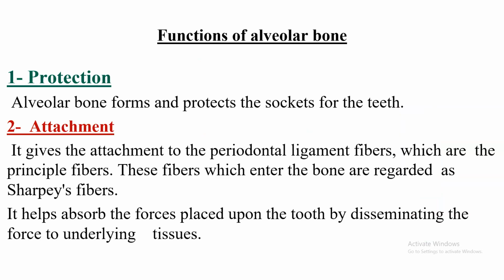Functions of the alveolar bone. Let's start with protection. Alveolar bone forms and protects the socket of the teeth. Second, attachment. It gives attachment to the periodontal ligament fibers, which are the principal fibers. These fibers enter the bone and are regarded as Sharpey's fibers.